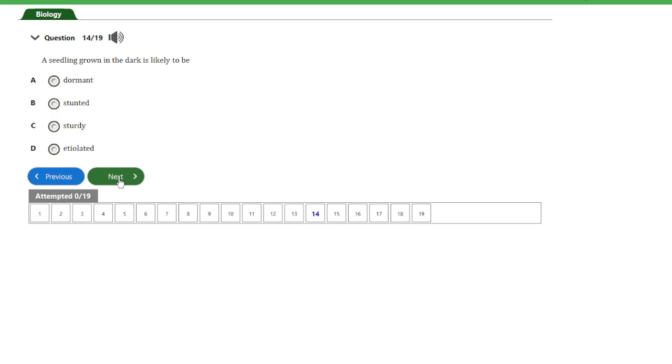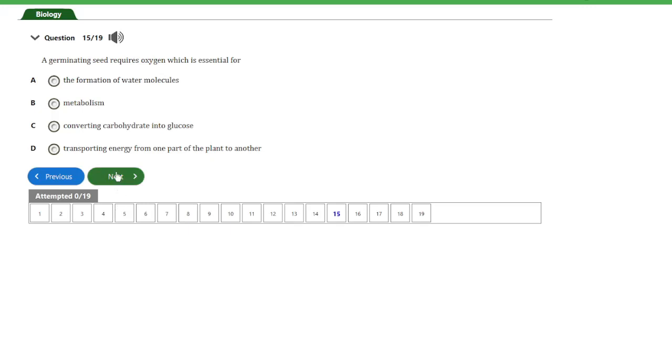So guys, the answer to this question is option D, and that's etiolated. When a plant is grown in the dark or in the absence of sun, such plants can begin to grow faster and tend to be more elongated, and actually this growth tends to be weak as well and pale, but elongated. So this situation is known as etiolation.